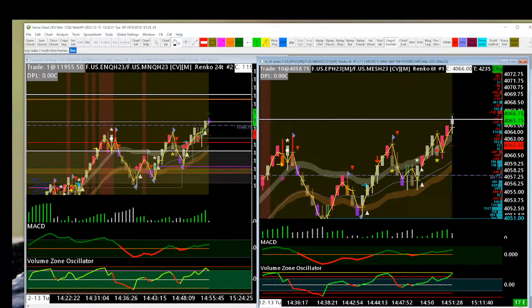Over here, but that's a nice little stutter step. I did not have the heart to take the stop. But the algo said buy. It's usually a good idea to follow what the algo says.